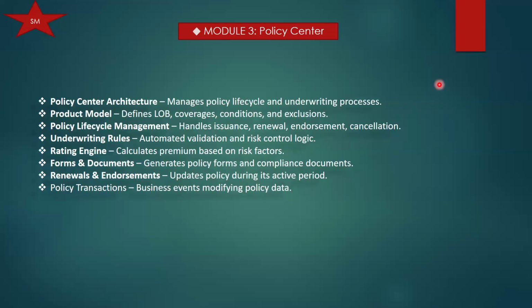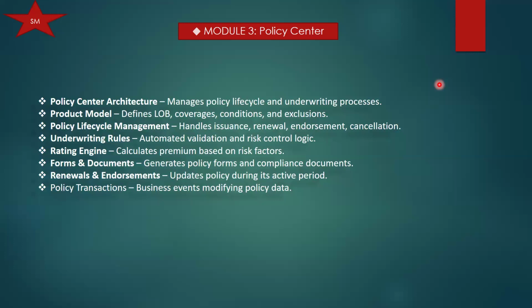Now the underwriting rules. So in underwriting rules, what are the things we need to do? We'll see automated validation. Automated validation and risk control logic are written here, and we do all of this in underwriting rules. And then the rating engine. So basically, it calculates premium based on the risk factors. So that is done by the rating engine.